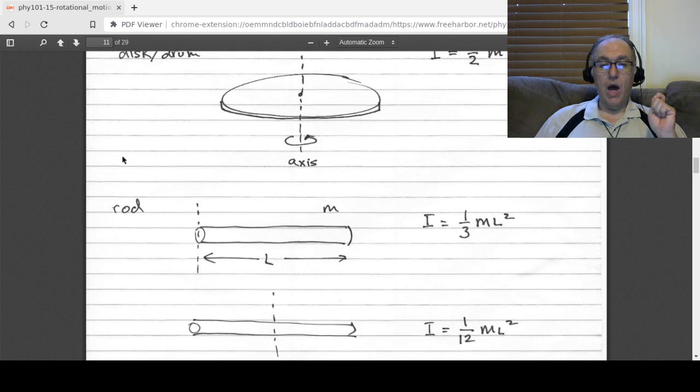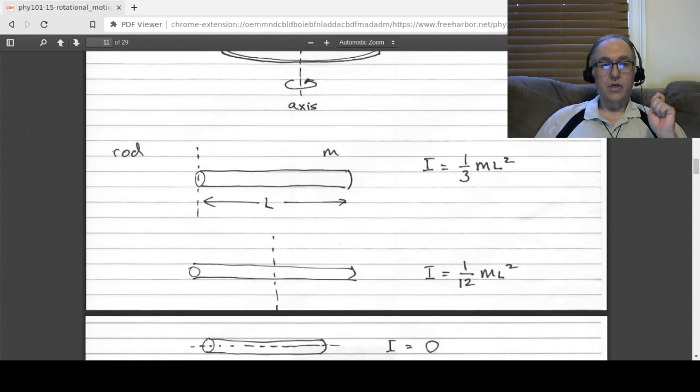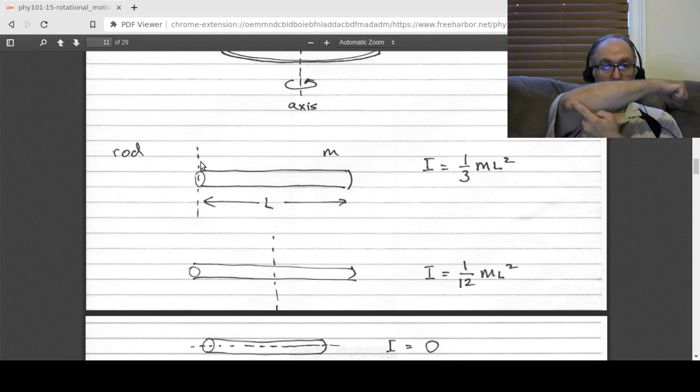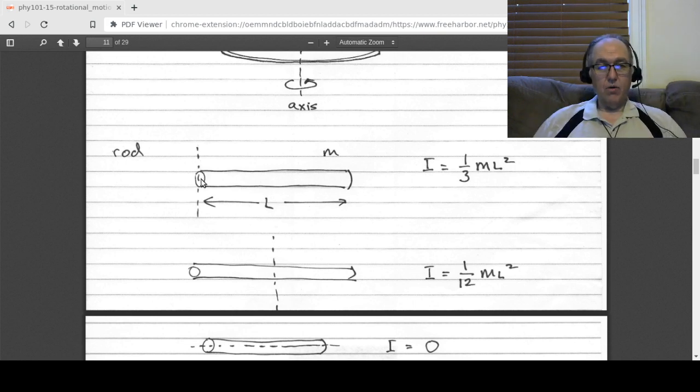All right, what about a rod? So here's my rod, and I'm going to put my axis of rotation around one of the endpoints. This is like your arm. The axis of rotation is my elbow, and here's my arm going up and down like that. And so the arm is like a rod of length L and mass M, and the axis of rotation is at one of the endpoints, the elbow. The moment of inertia would be 1/3 ML squared. Okay. What if you were to put the axis of rotation in the middle?